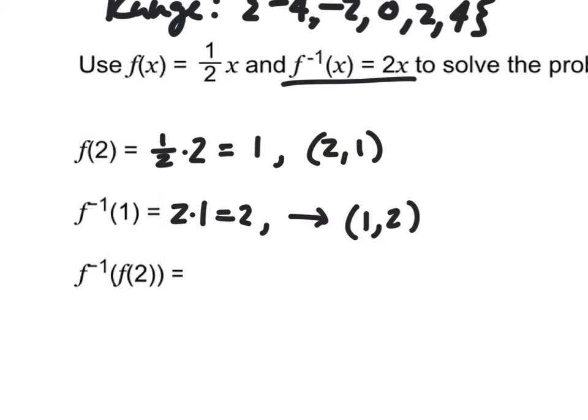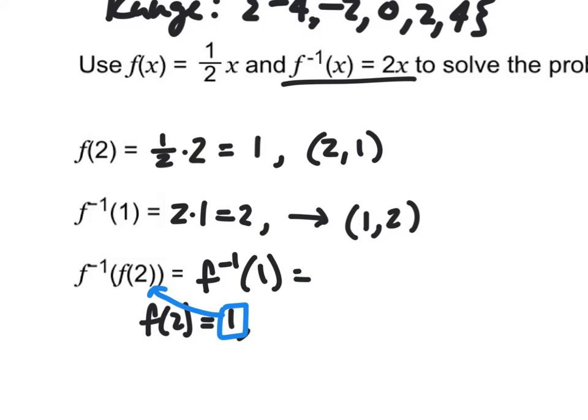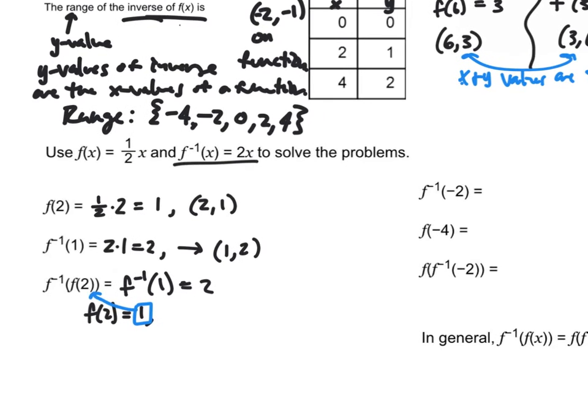So f of 2, and remember f of 2 is equal to 1. So if it wants me to do f inverse of f of 2, then I'm taking f of 2, that y value, which is 1, and plugging it back into my inverse. And so if I take 1 and plug it into my inverse function, I'm going to get f inverse of 1, which we know gives us 2. So here's the kind of thing that I'm noticing here.